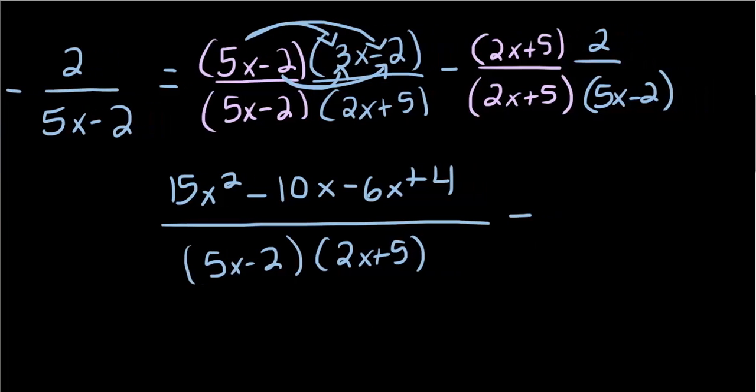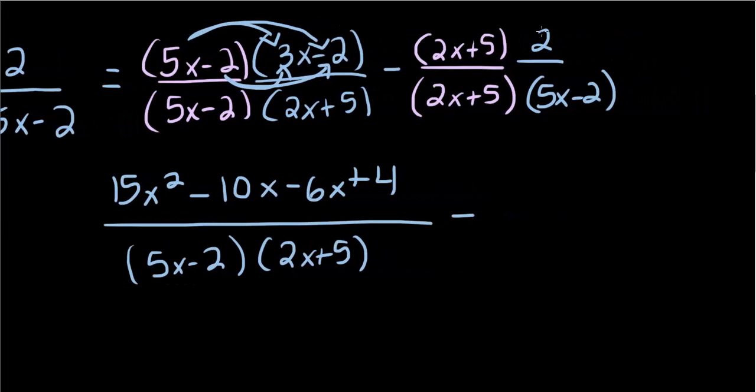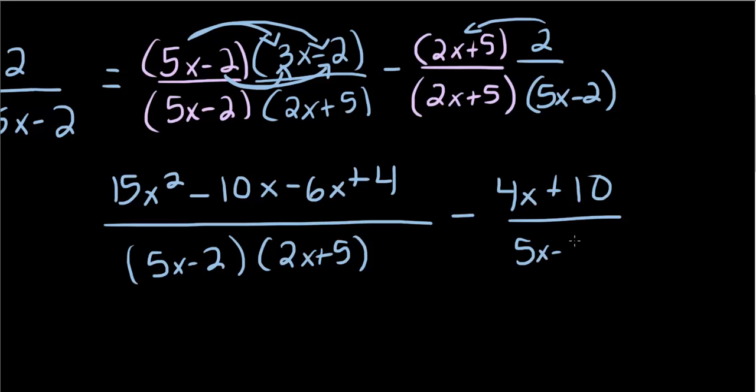Minus. Now we're going to distribute the 2. So it's going to be 2 times 2x is 4x. 2 times 5 is 10. Over, and I'm just going to write it in the same order, (5x minus 2) times (2x plus 5).